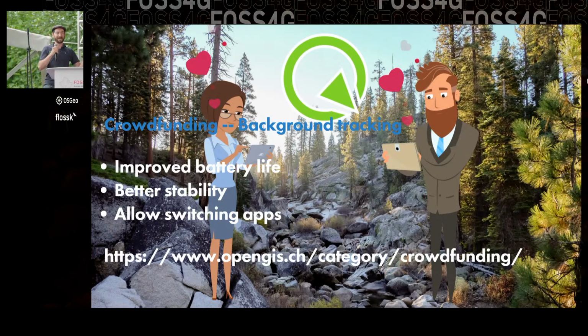Now, finally, I know the time is up, but I need to do that pitch. I'm sorry. We are going to launch a crowdfunding for QField these days. It's about background tracking. We are able to track our position when we walk around, but there is one limitation at the moment, that you need to keep your app open all the time. That drains your battery. If you switch the app, as soon as the app goes to the background, you will no longer have the possibility to continue tracking because Android will just kill it.